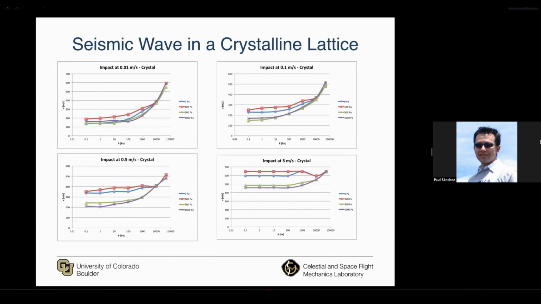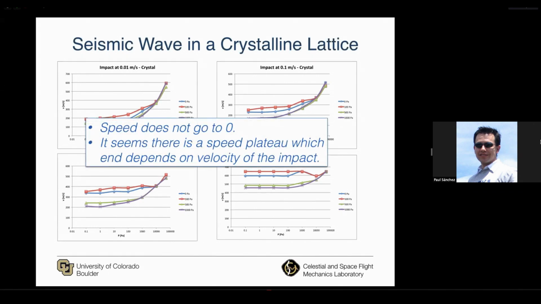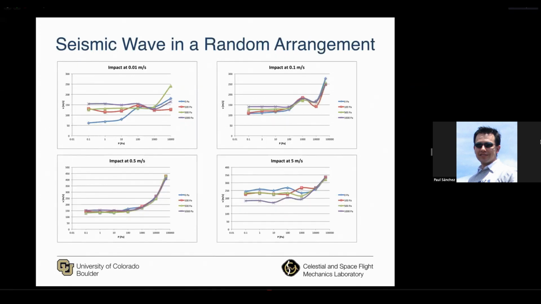If we do these simulations with a crystalline lattice, well, this is what we find. This is just the velocity versus pressure. And as you can see, there's a bit of a weird behavior, because the velocity doesn't go to 0 as p goes to 0. Actually, there is a plateau. And the extent of this plateau depends on the velocity of the impact. But we thought, well, maybe this is just a feature of crystals. Maybe this is just a numerical artifact. And so we wanted to go to the random systems. However, if we go to the random systems, we find something very similar, not exactly the same, but very similar.